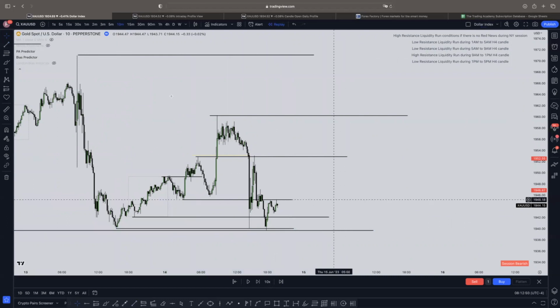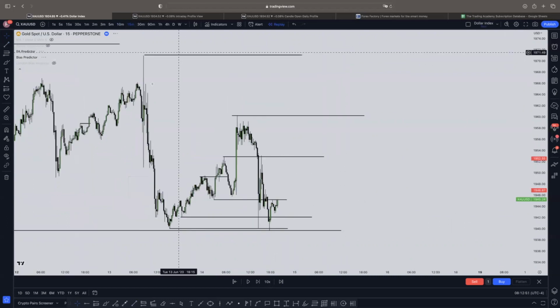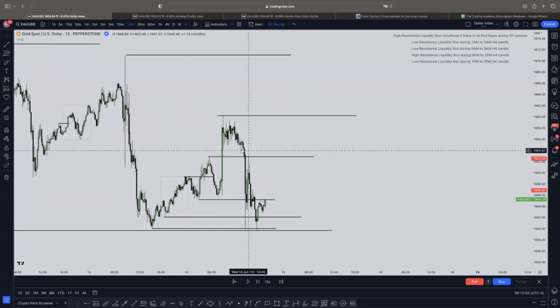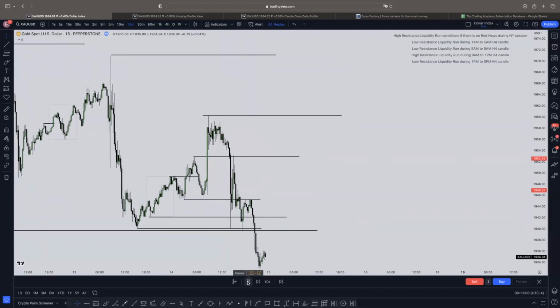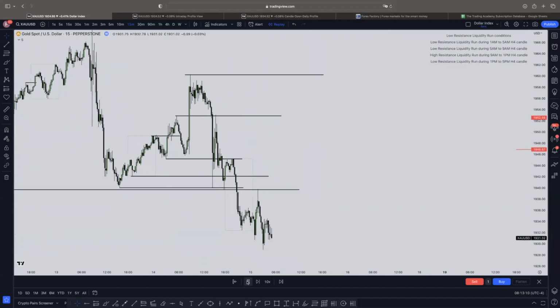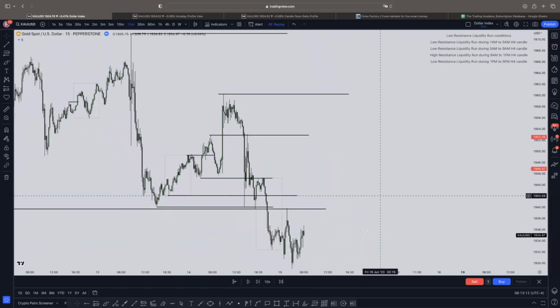Example of high resistance conditions. I think this was FOMC. So you can see how having a high impact news driver can exhibit low resistance characteristics. So low resistance there, low resistance there. And now we should be able to see low resistance up also later. Okay. Right. Delete.